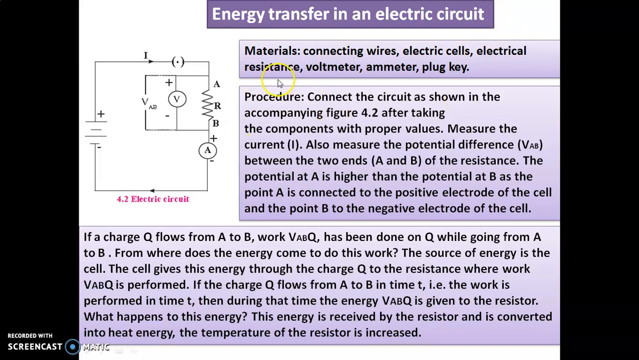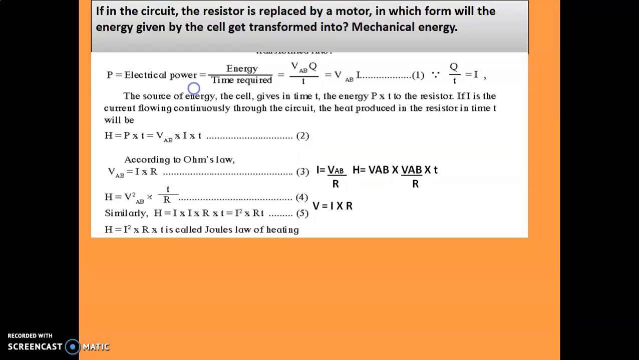So this resistor gets energy from the cell, or from the current that is flowing through the circuit. Then what happens to this energy? This energy is received by the resistor and is converted into heat energy, and the temperature of the resistor is increased. Now very often we see, children, when we use an electrical instrument, after some time the instrument becomes hot. So what is the reason? It is because of the heat energy that is produced.